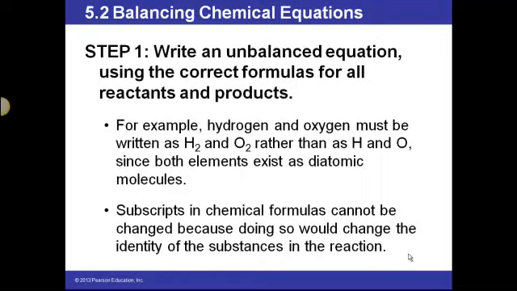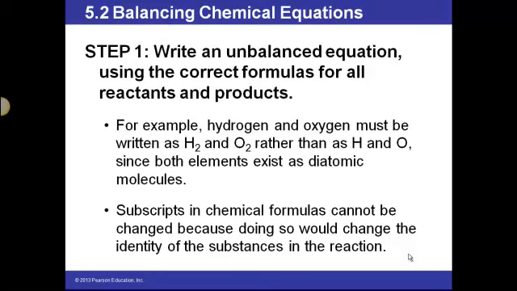So when we're writing our balanced equations, we have certain steps that we need to follow to actually balance them. We'll go through these steps, and then I'll also do a video tutorial with you so that you can do some practice in balancing chemical equations. So step one, you're going to write an unbalanced equation, and you're going to use the correct formulas for all of the reactants and products. The first thing that you need to do is write the correct molecular formulas for the different compounds that are involved in your reaction.